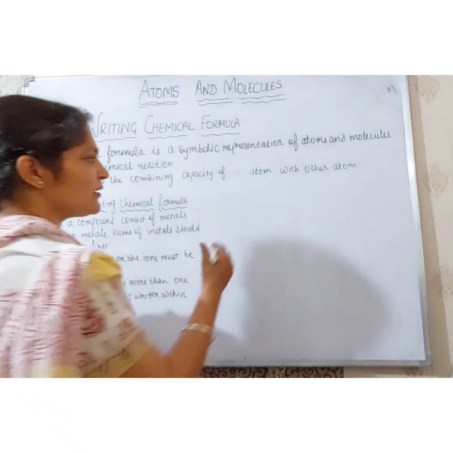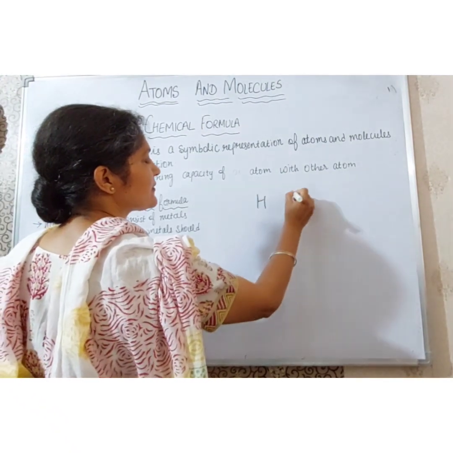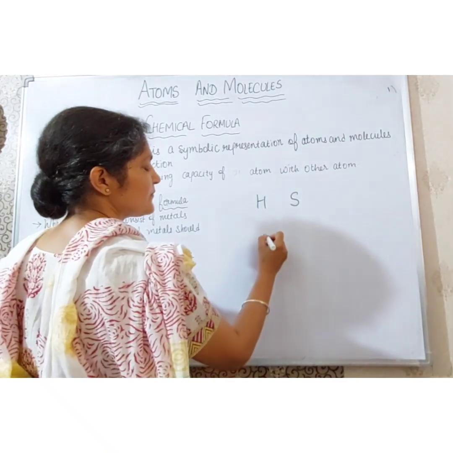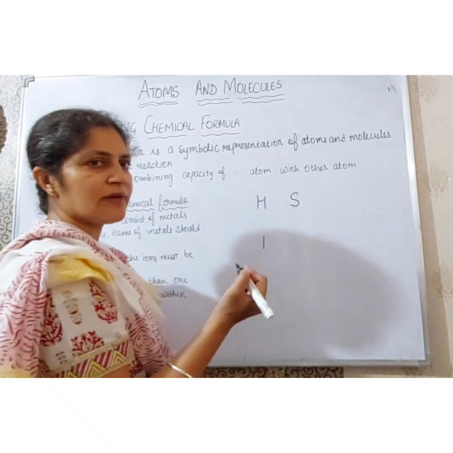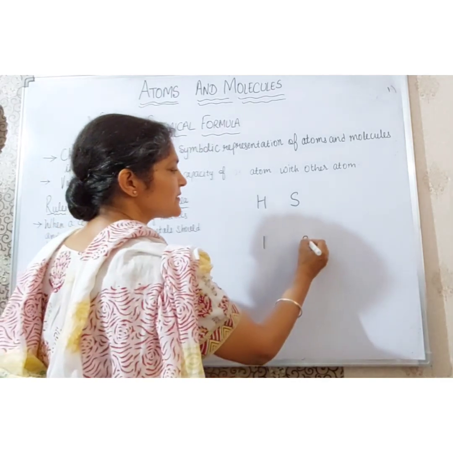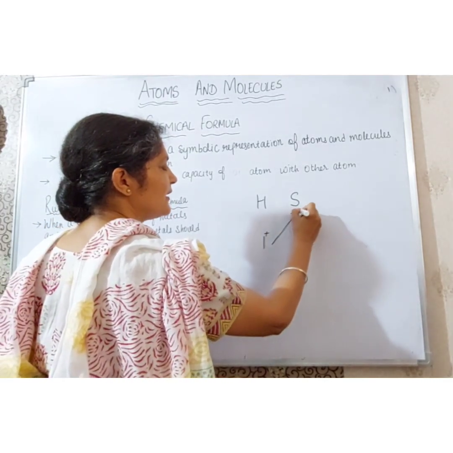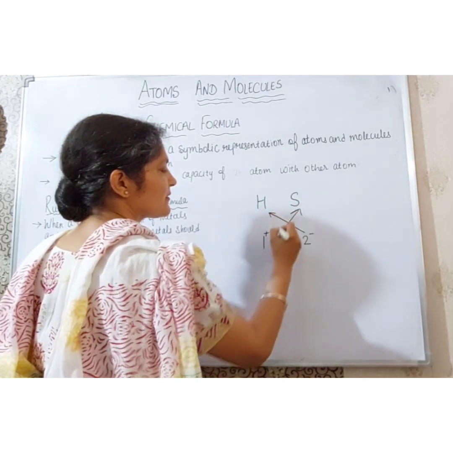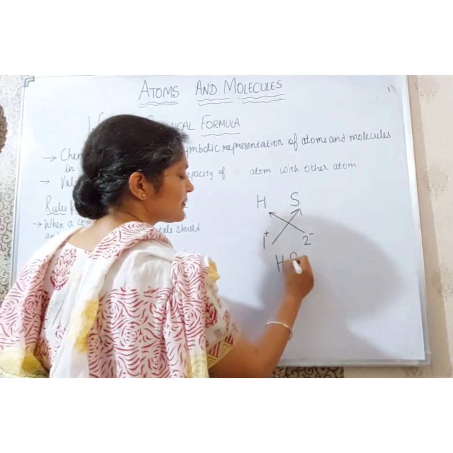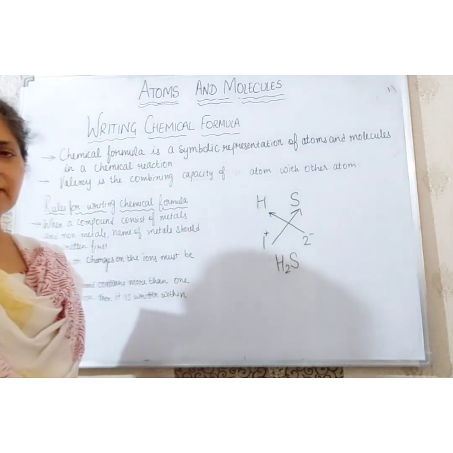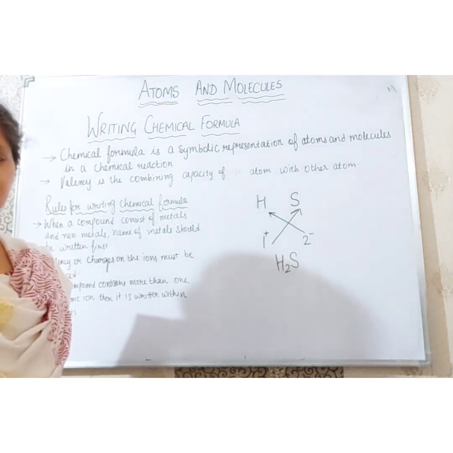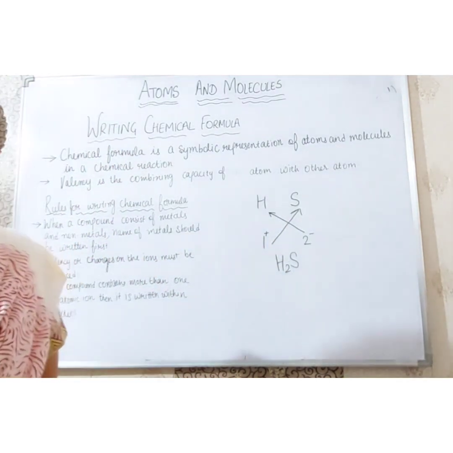Right, students? Now we can write hydrogen, sulfur. You know the valency of hydrogen is 1. That of sulfur is 2. Now, students, when they combine, they will form the formula hydrogen sulfide. I think it is very much clear.